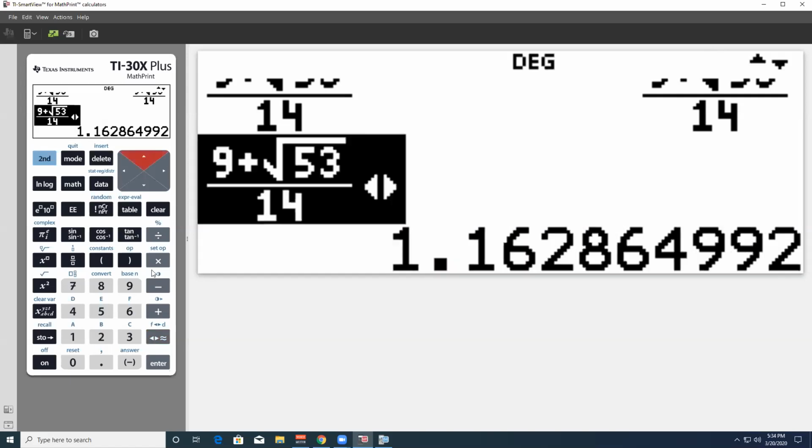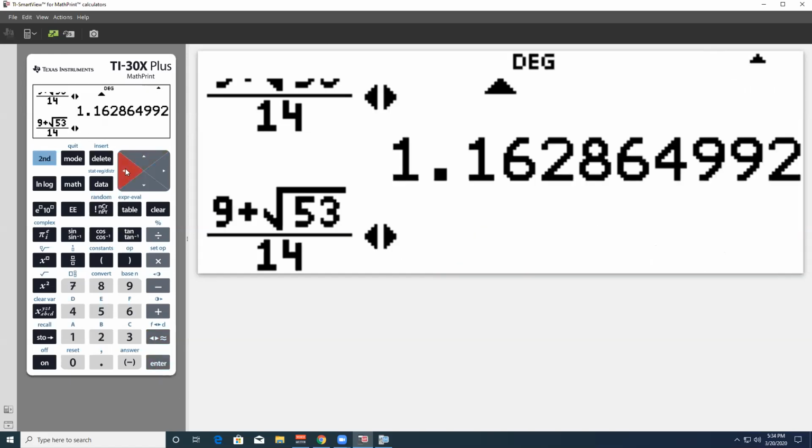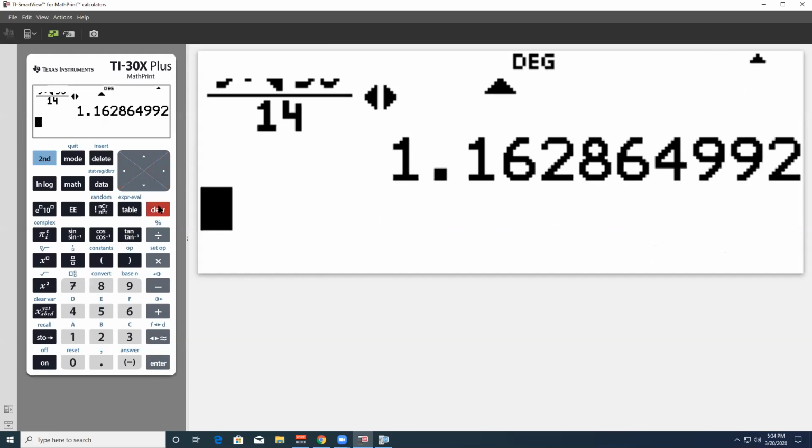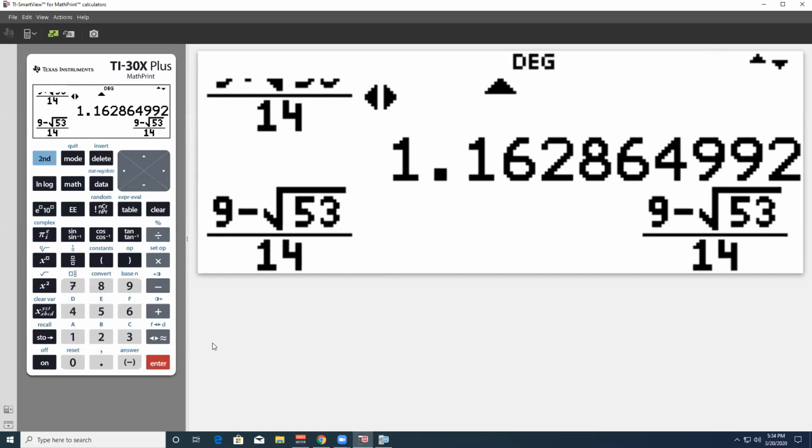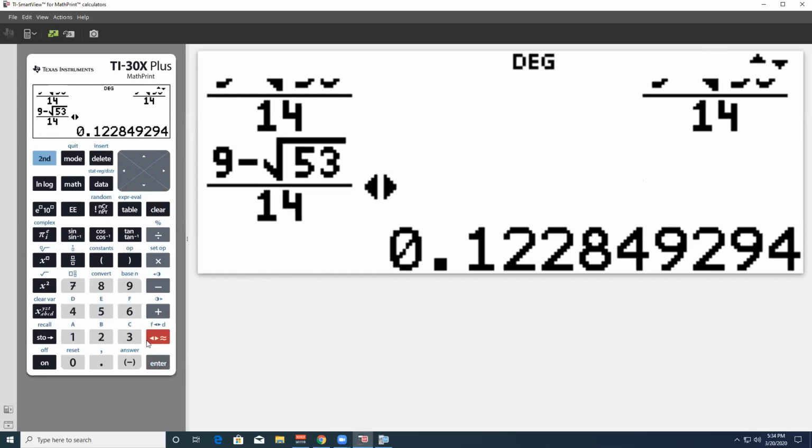Let's see. I'm going to do that. Hit enter, and it copies it. And then I'm going to delete that. And then I guess I should show. I'm not going to shortcut stuff. That was the shortcut, but I'll show you anyway. So I'll hit the fraction button again, and then 9 minus second square root 53 over 14. And convert to decimal, 0.12. There you go. That's how you want to type it in.